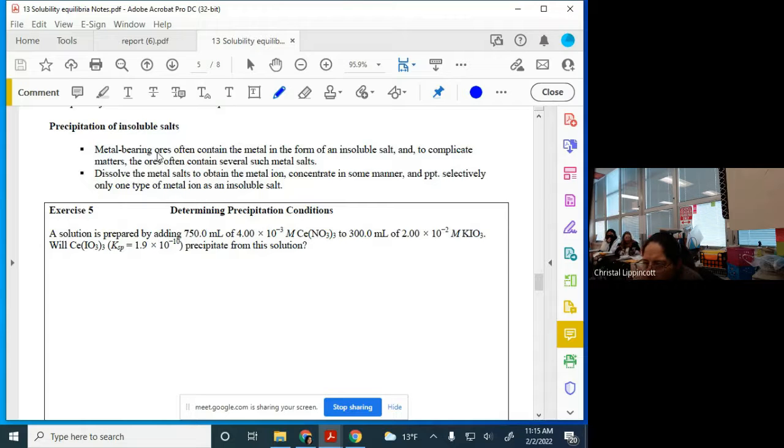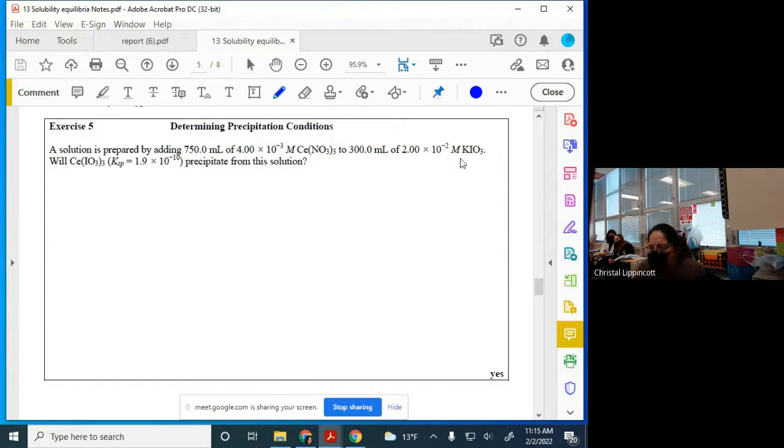Okay, so typically, a lot of times your metals, like your leads, and other ones that are heavier metals, tin is another good one, a lot of those end up being insoluble salts. So when we're looking at these, we're going to determine our precipitate conditions here. We're trying to see if a precipitate will form in this solution. They've given us our KSP.